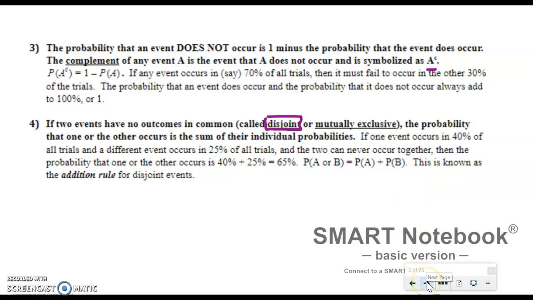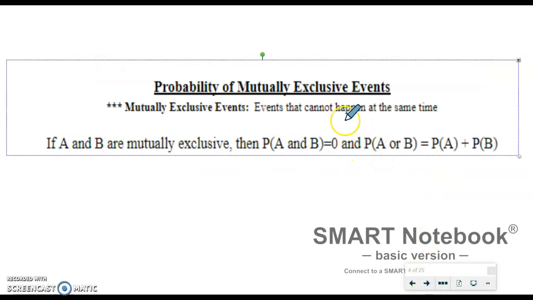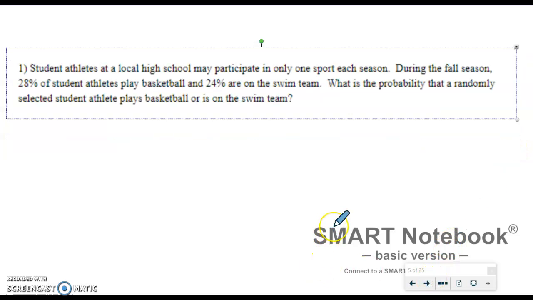And we're going to focus more on this one right now, because once again, we were talking about mutually exclusive events, and these are events that cannot happen at the same time. Okay, so if we wanted to find the probability of mutually exclusive events, we would just add the probability of A plus the probability of B. So let's look at an example.